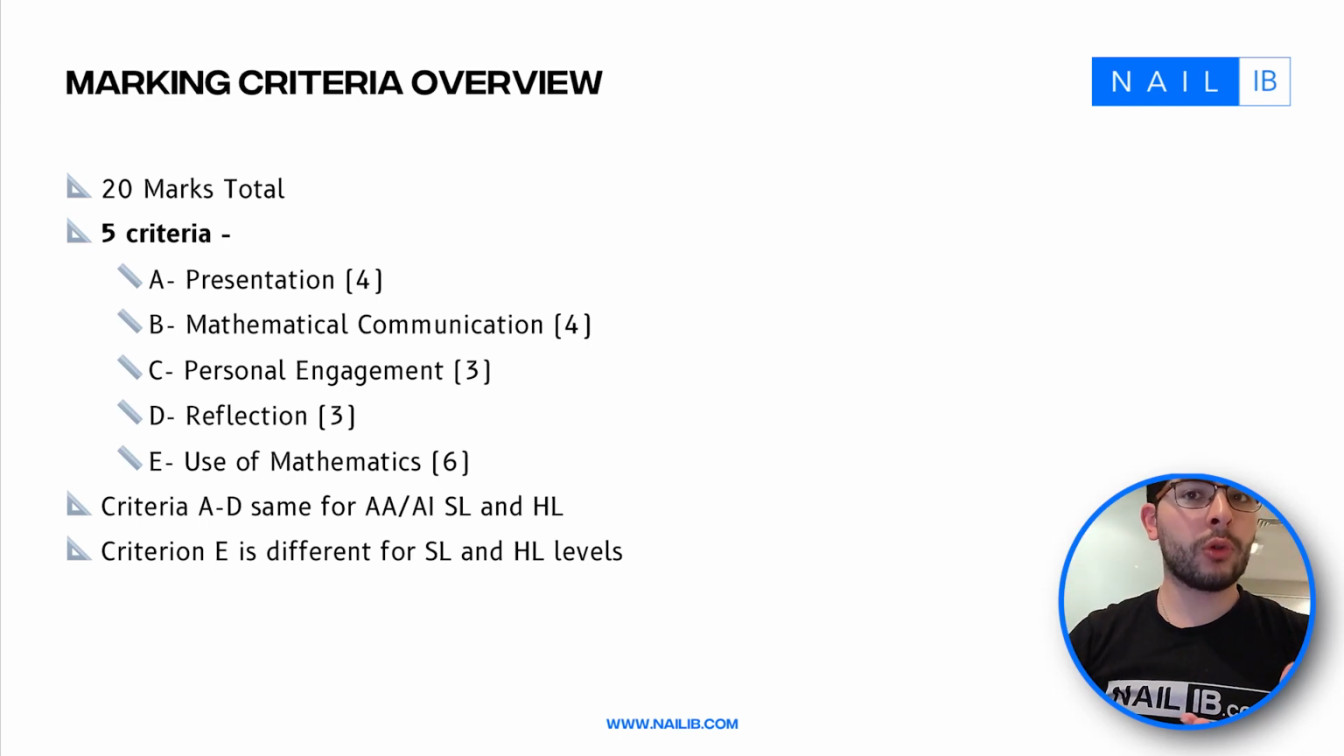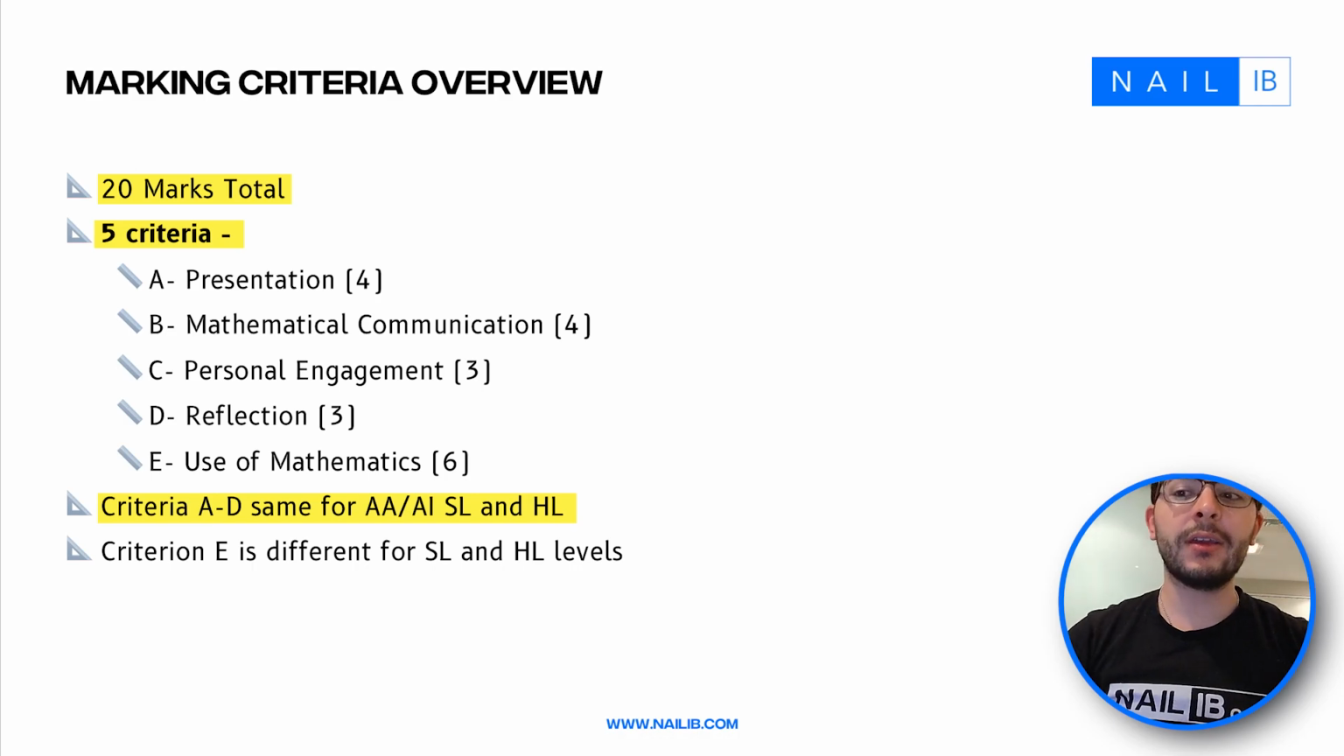The overall overview is that there are 20 marks up for grabs, and that is split across 5 criteria. We have presentation, which is worth 4 marks, mathematical communication, which is 4, personal engagement, which is 3, reflection, which is 3, and use of mathematics, which is 6.